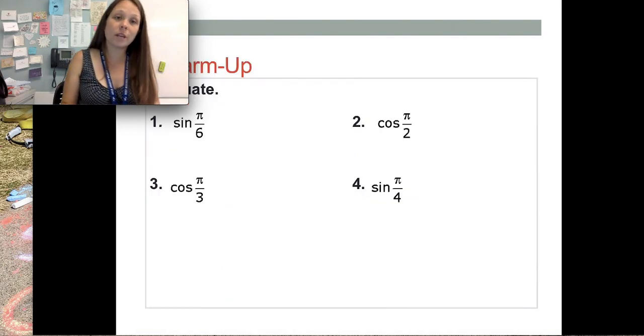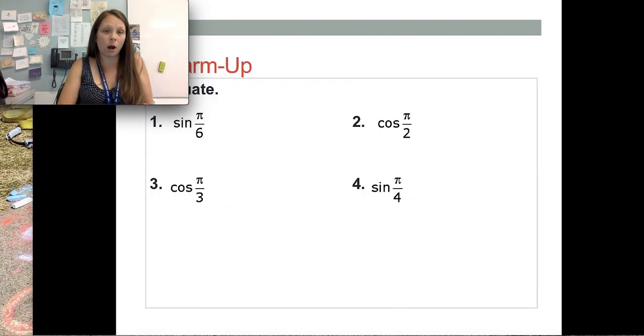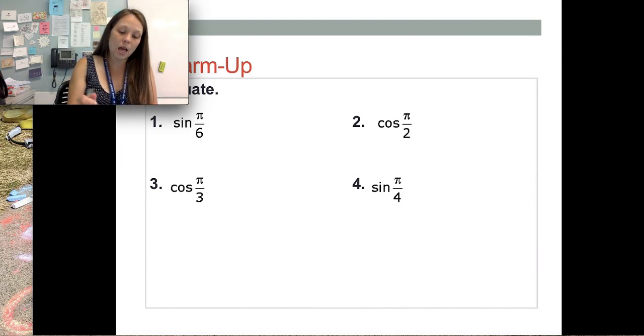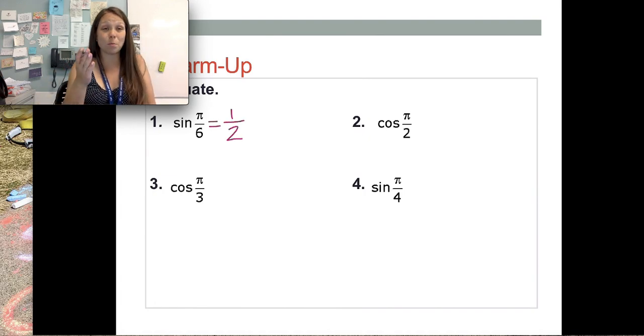To start off, here's a set of 4 warm-up problems just to remind us about how we evaluate these trig functions, specifically pertaining to the unit circle. Sine of pi over 6, if we think back to our unit circle, is 1/2, because it's the y-coordinate at the pi over 6 radian measure. Cosine of pi over 2 is 0.